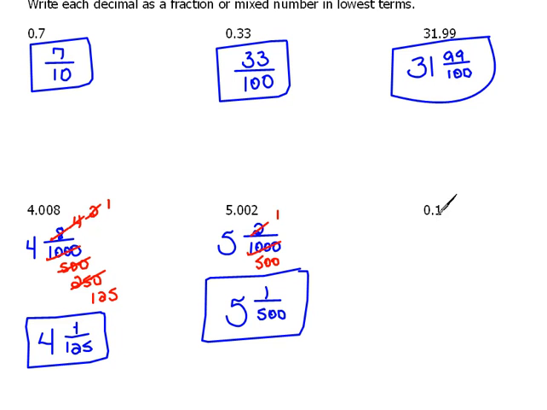And then lastly here we have 0.1. So since this is the decimal portion, we'd have to read it as 1 and then the place value, which is the tenths position. So this would be 1/10. Now we don't have to do any reducing here because this is already fully simplified.